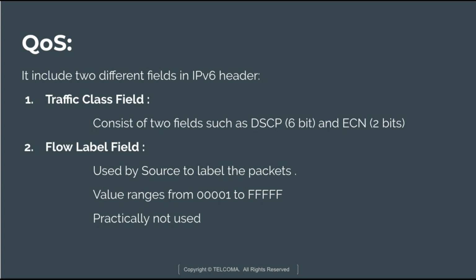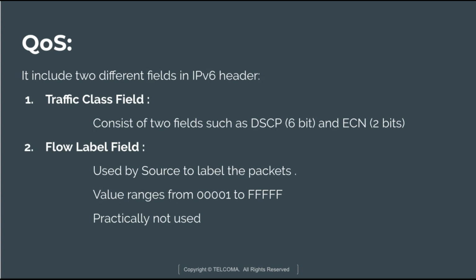DSCP is the differentiated services code point. It defines the real-time data streaming applications that use the quality of service protocol, and an example of this is VoIP, that is voice over IP application. And next is the ECN. ECN is the explicit congestion notification. It carries information about network congestion and allows end-to-end connection without packet dropping.